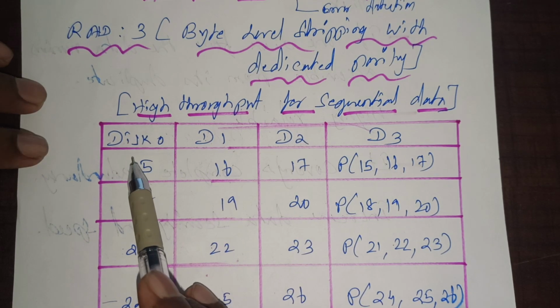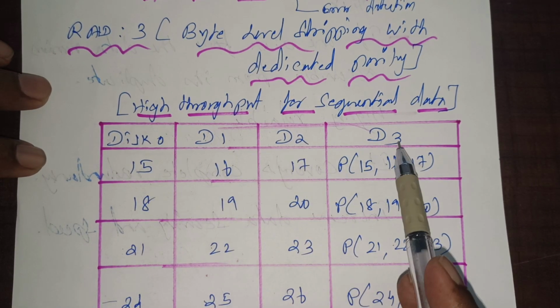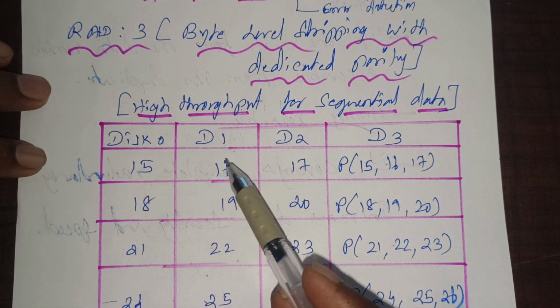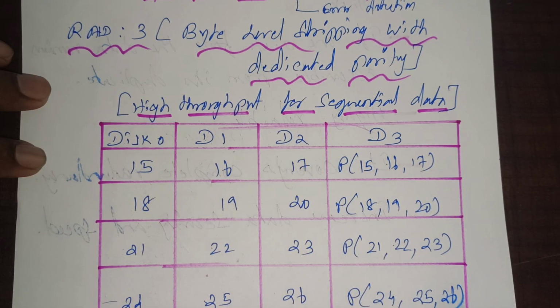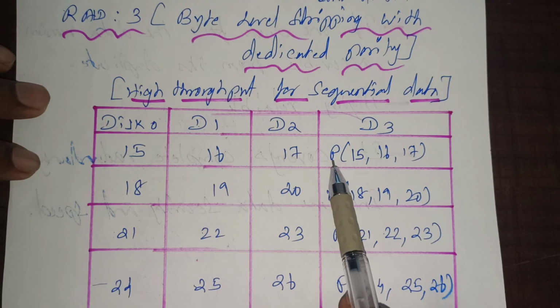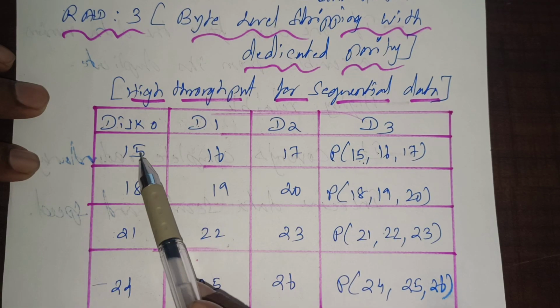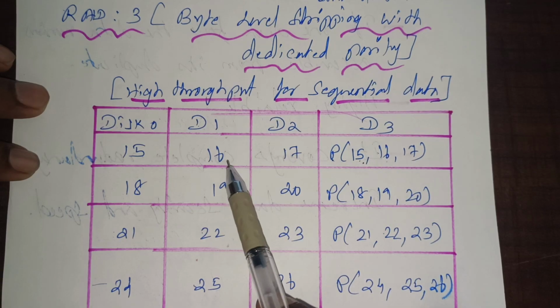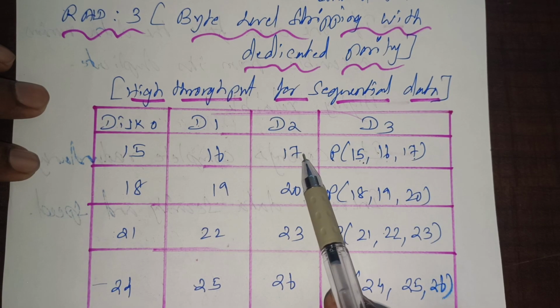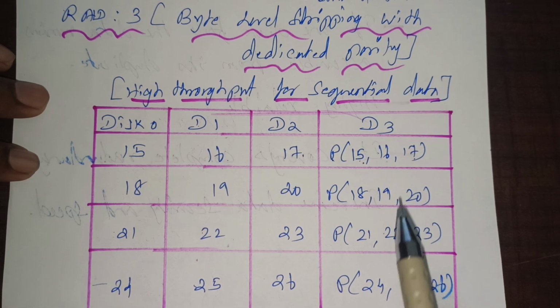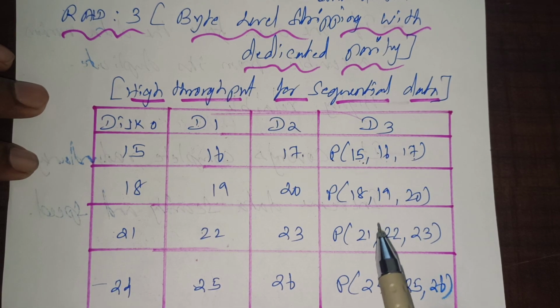For example, we have disk 0, 1, 2 and 3. Disk 0, disk 1 and disk 2 store the data separately, as you can see here. But in disk 3, you can see the parity is added for 15, which is stored in disk 0, parity added for 16 that is in D1, and 17 that is in D2. Here D3 is dedicatedly performing the dedicated parity access.